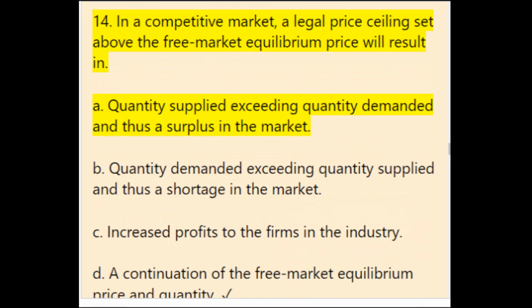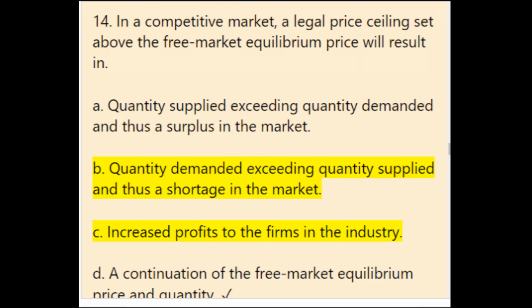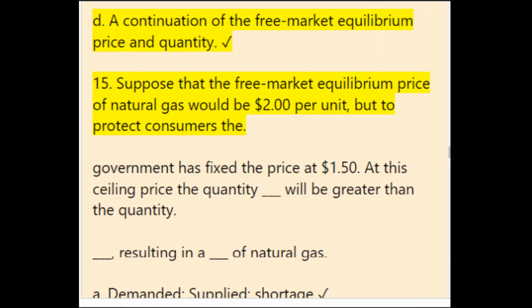14. In a competitive market, a legal price ceiling set above the free market equilibrium price will result in: A. Quantity supplied exceeding quantity demanded and thus a surplus in the market. B. Quantity demanded exceeding quantity supplied and thus a shortage in the market. C. Increased profits to the firms in the industry. D. A continuation of the free market equilibrium price and quantity.